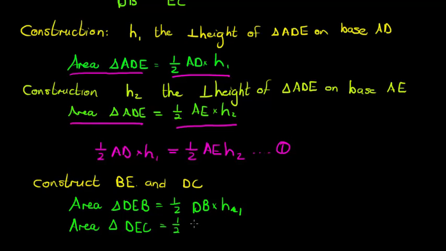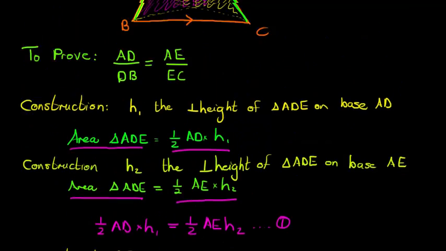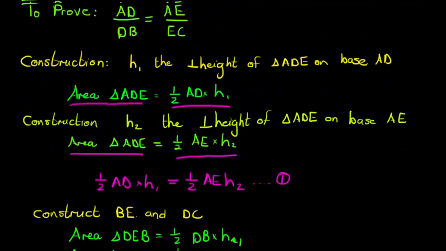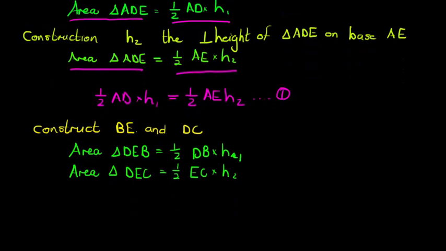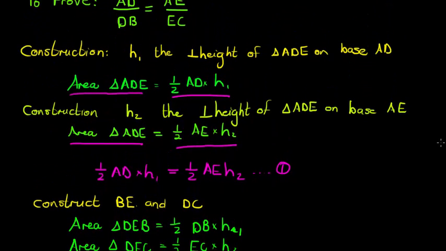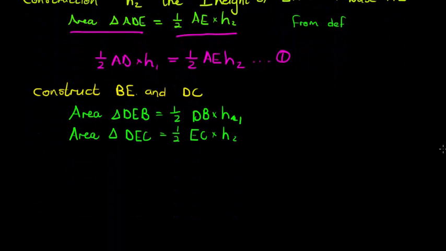This one is now the base. What was the base? EC. The base is EC, and the perpendicular height is H2. And this is from definition. We've made a bunch of statements, so we should just say from definition. That's just the area of a triangle. If we had to give a reason why this is equal, it's from the definition. So this is also from definition. Try to give as many reasons as you can.